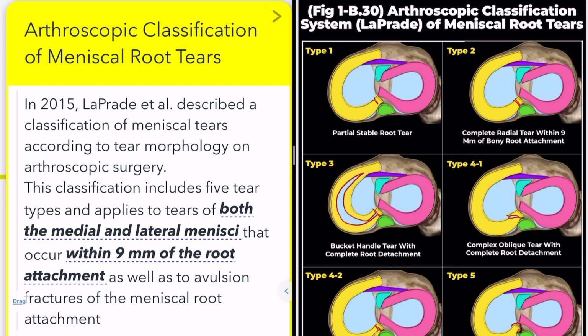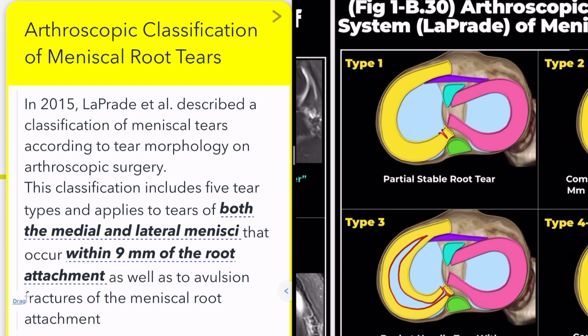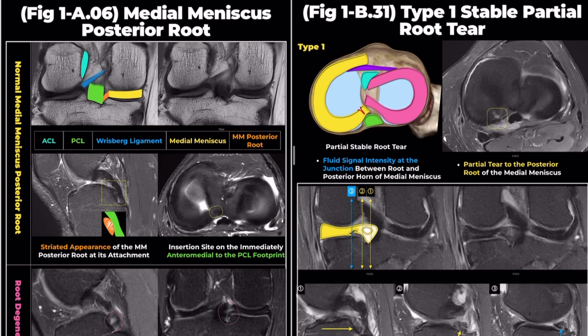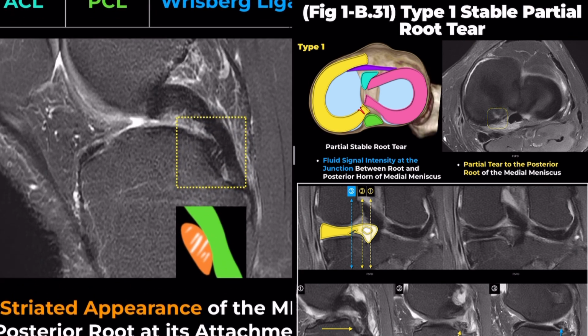Among these types, type 1 denotes a partial tear of the root, occurring with a frequency of 7%. Diagnosing a partial tear of the medial meniscus posterior root can be more challenging than diagnosing a complete tear. Let's compare a normal root to one with a partial tear: on the left, a normal root, and on the right, a partial tear. The medial meniscus posterior root is situated just anterior to the PCL and typically appears fissured due to its composition of several bundles.